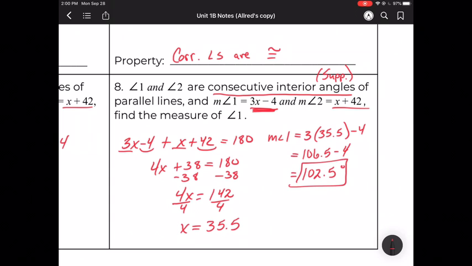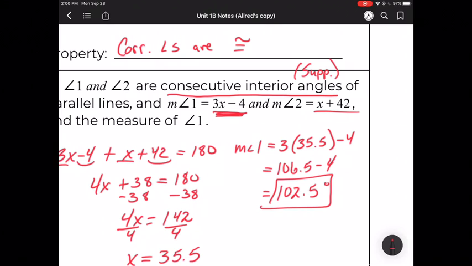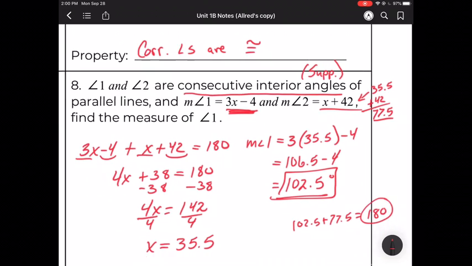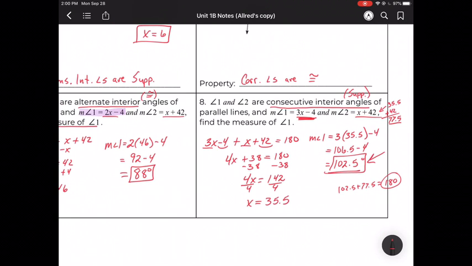Now that seems a little strange to have decimal values, but this does work, and you know that it's going to work if you take a look at plugging into the other angle measure. If I just do x plus 42, that's 35.5 plus 42. That's 77.5. Now, 77.5 plus 102.5 does equal 180. And that is the total for both angles. So again, this is my answer, 102.5. Sometimes we get those decimal values.